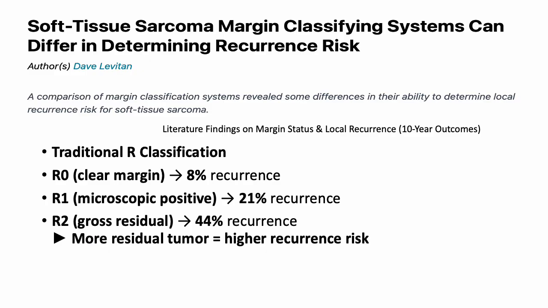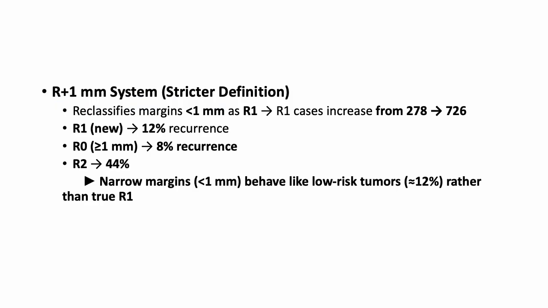So another is the article from Levitan et al. In the traditional R classification, R0 resection has 8% recurrence. This is the 10-year outcome. R1 has 21% recurrence and R2 has 44% recurrence. Of course, more tumor leads to higher recurrence. The R plus 1 system correlates equivalently with the recurrence and mets rate.